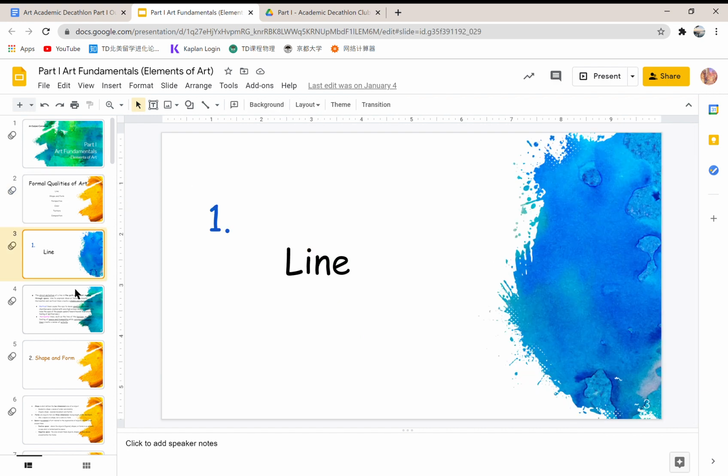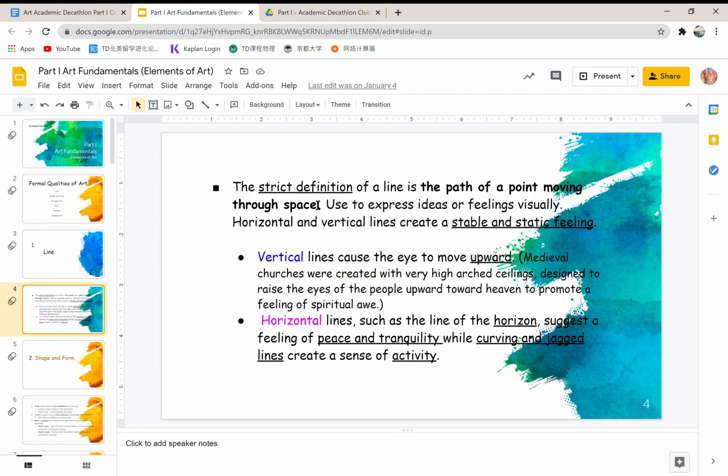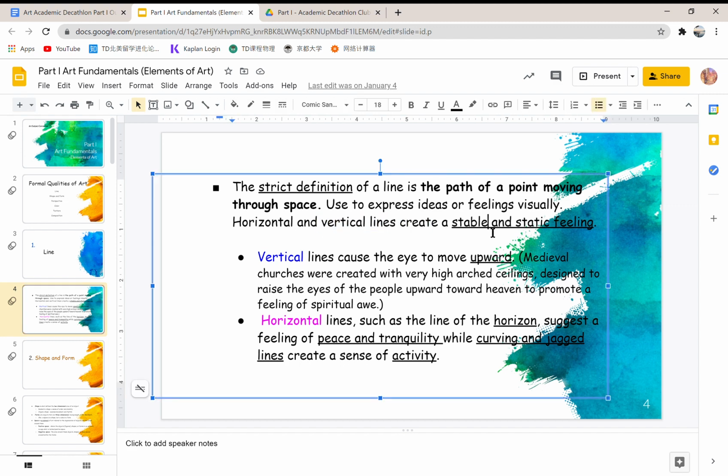So what is a line? The strict definition of a line is the path of a point moving through space. And line is used to express ideas or feelings visually. Horizontal and vertical lines create a stable and static feeling. We have two types of lines, they are vertical and horizontal.